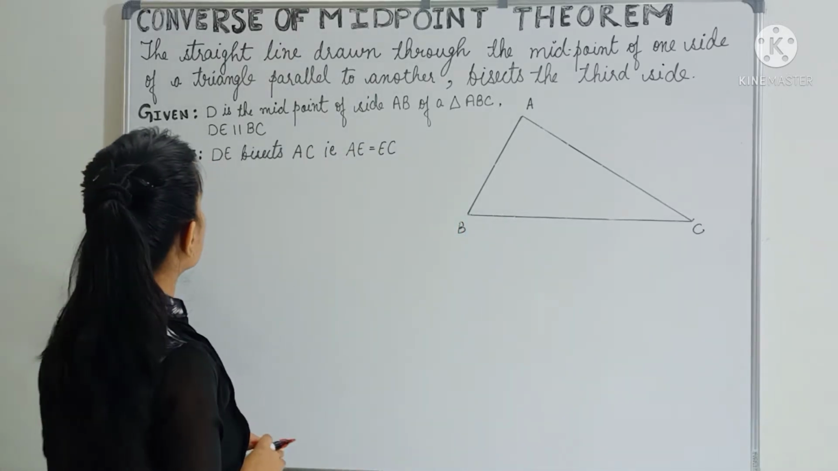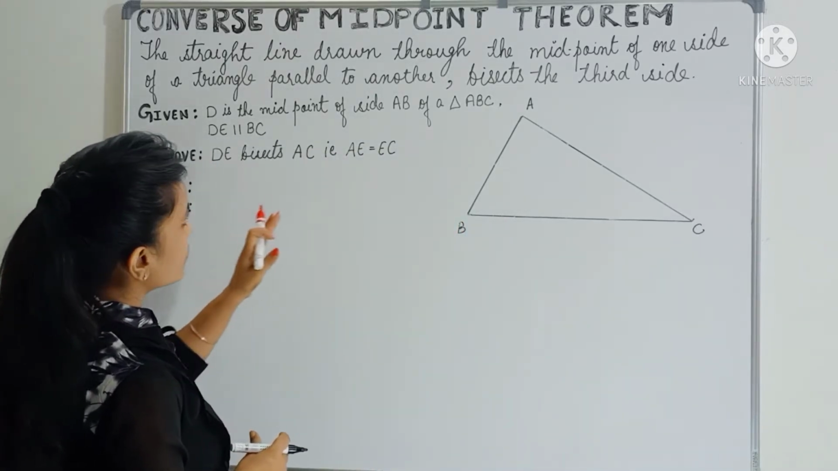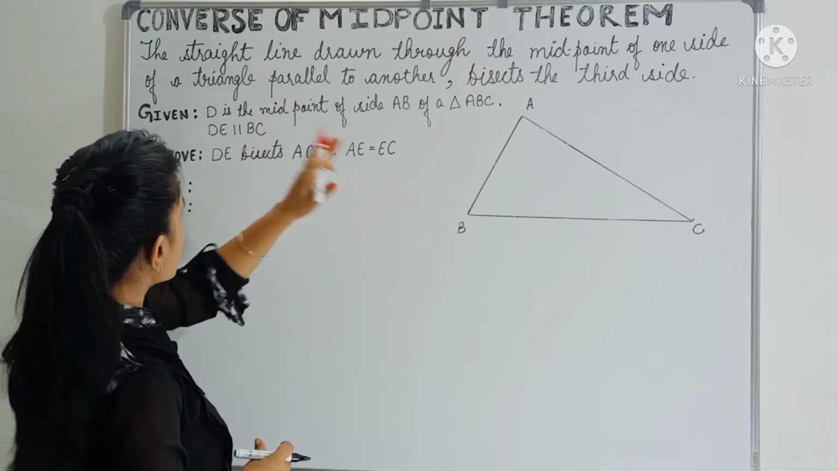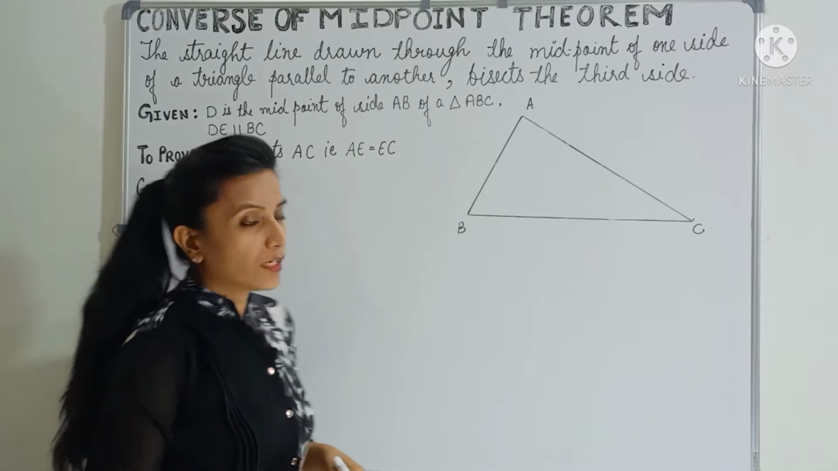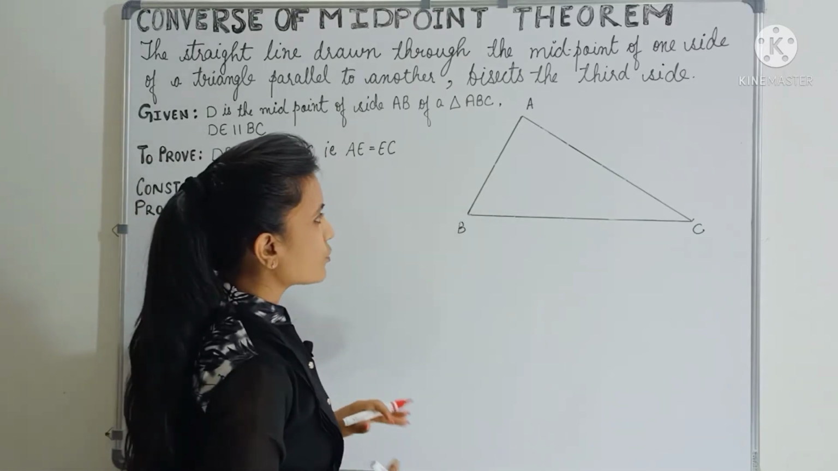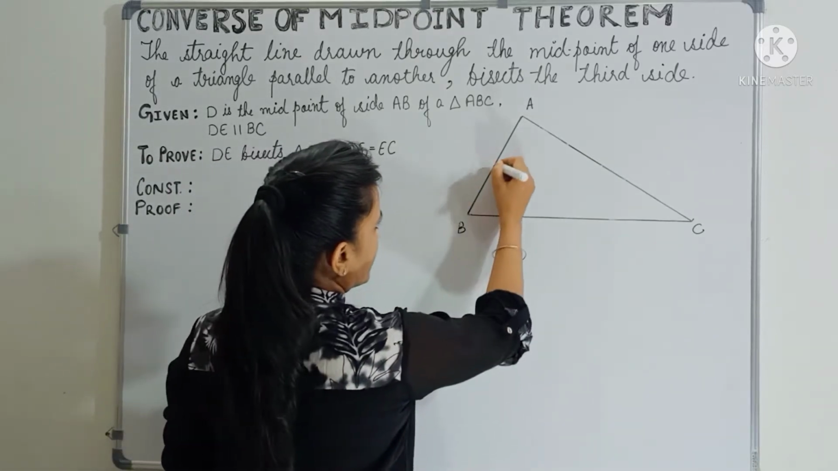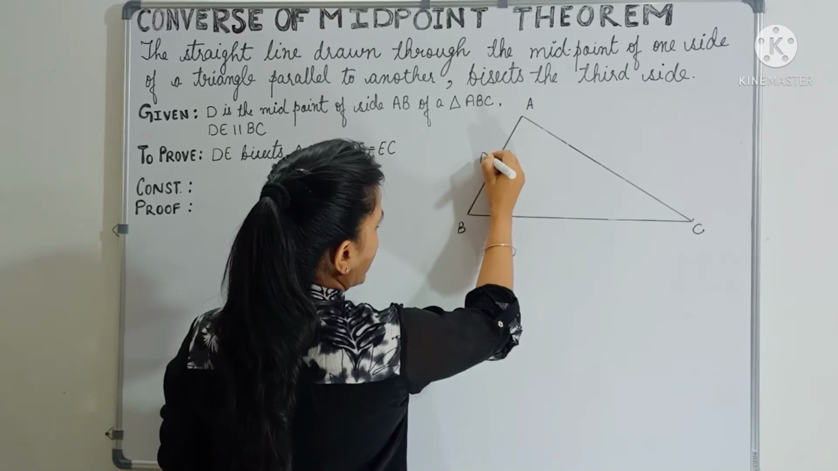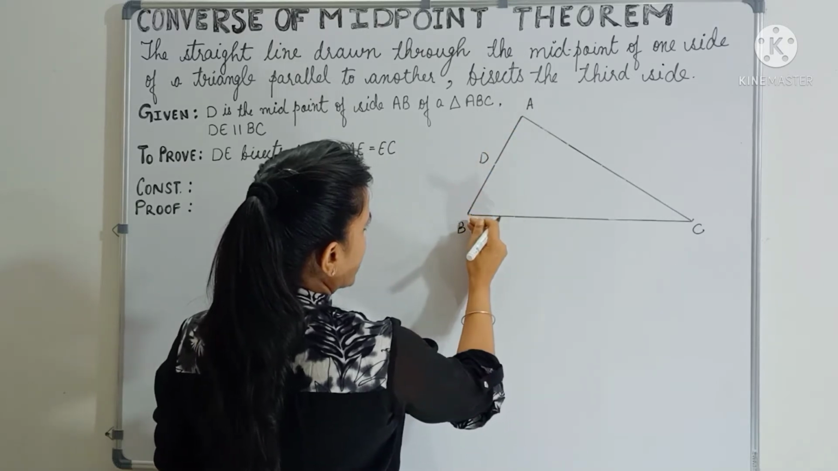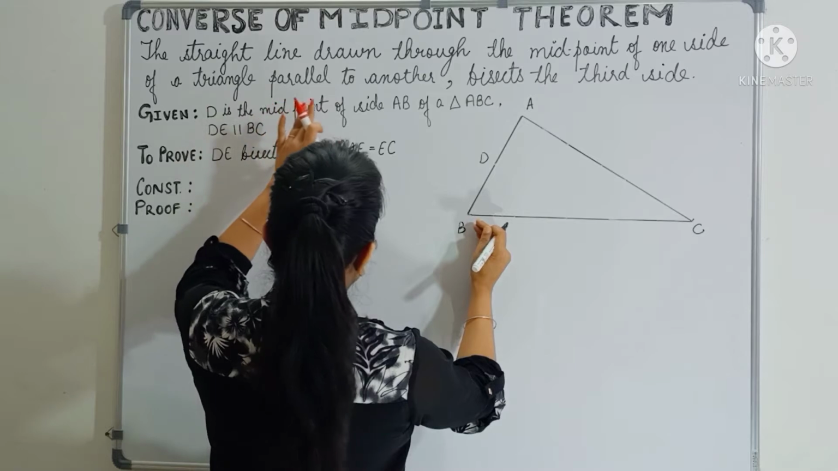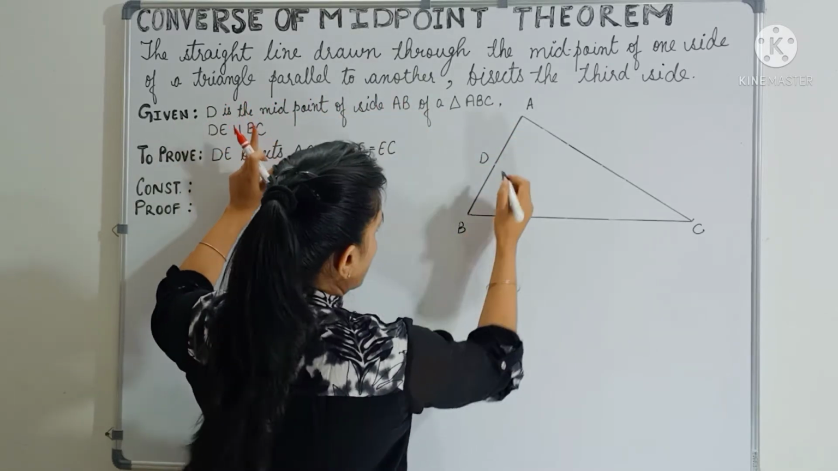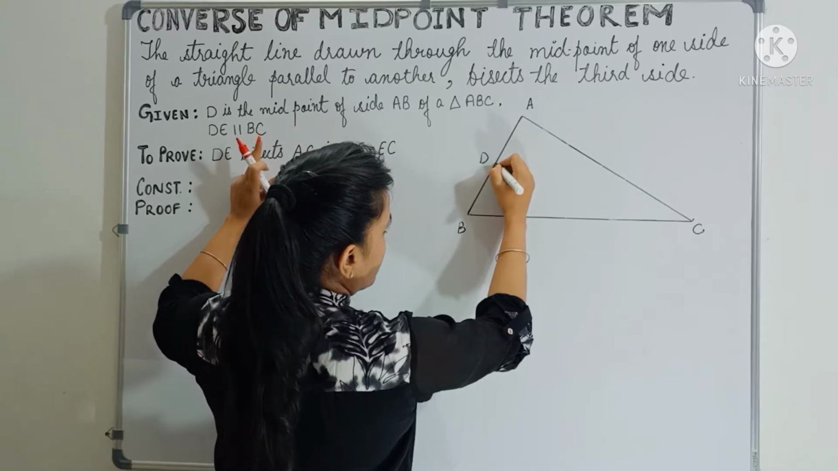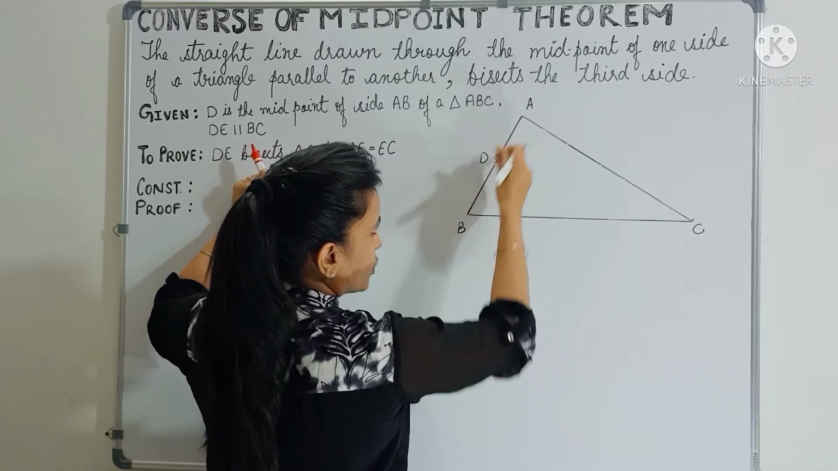It states that the straight line drawn through the midpoint of one side of a triangle parallel to another bisects the third side. Now what does this mean? Let's take a triangle ABC, and let's say D is the midpoint of AB. So the straight line drawn through the midpoint of one side of a triangle. Here I have taken D as the midpoint of one side of the triangle, which is AB.